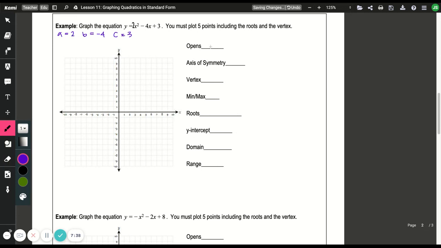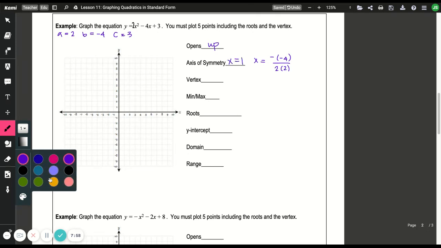Because A is positive, my graph's going to open up. My axis of symmetry, x equals -b over 2a. So -4, the opposite is +4, divided by 2 times A, which is 2, so 4 divided by 4 is 1. So x equals 1. I'm going to graph that as just a dashed line. Remember, it's not actually part of the graph. It just aids us in sketching it.